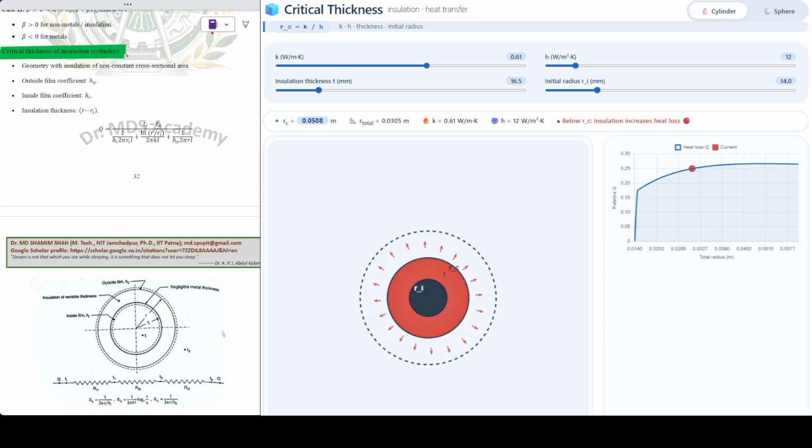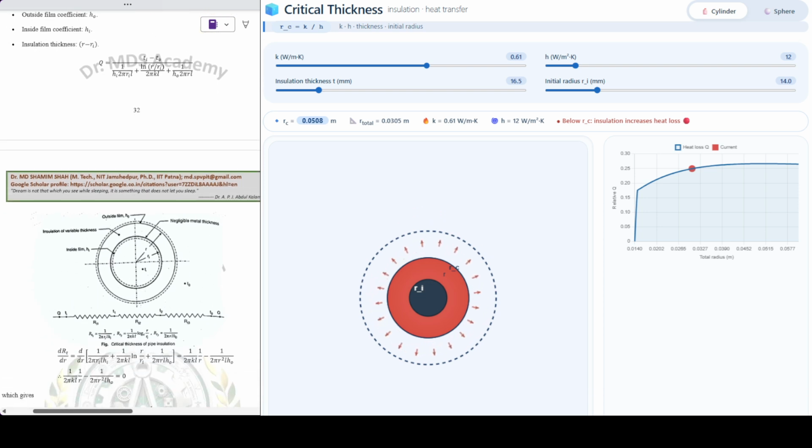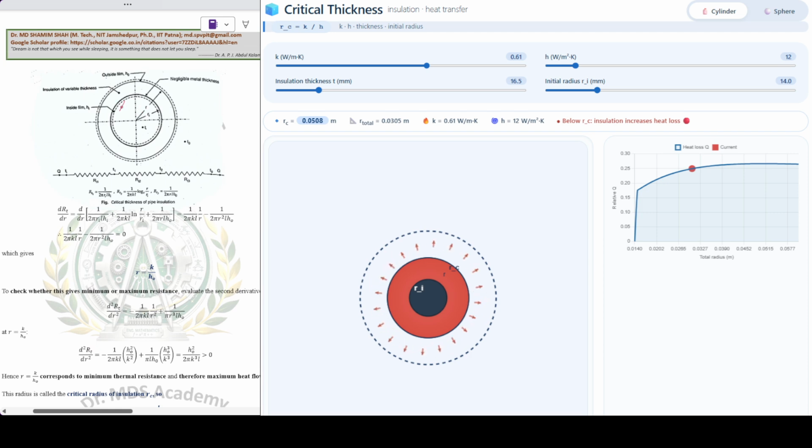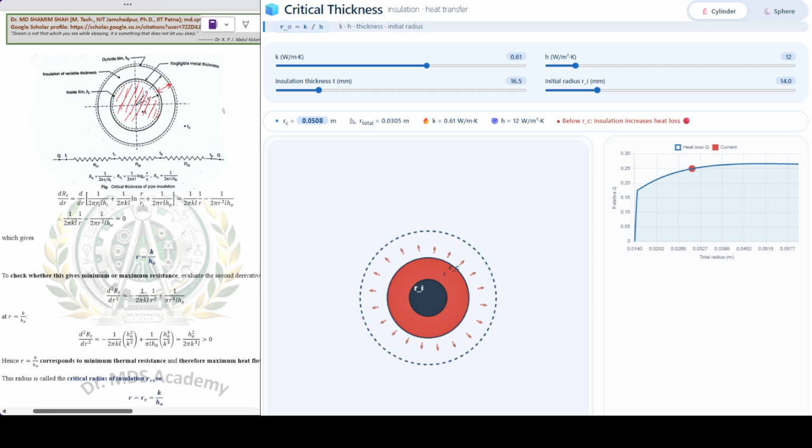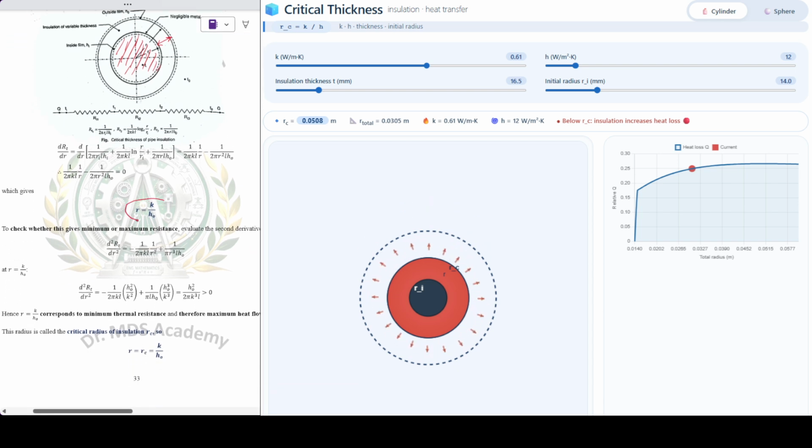Here I am going to show you an animation, critical thickness of insulation. What is it actually? In case of cylinder, we had seen in lecture that this is our solid, complete solid wire or pipe. Over that we are adding some thickness of insulation. Finally, we had got for the case of cylinder RC is equal to K upon H naught. What is RC? Critical thickness or critical radius.